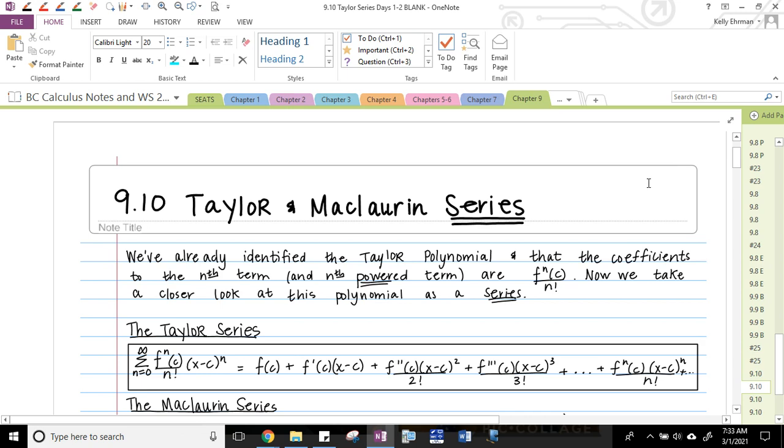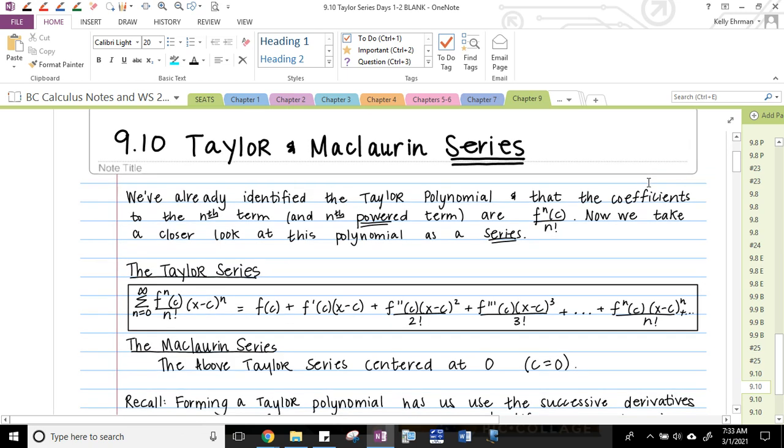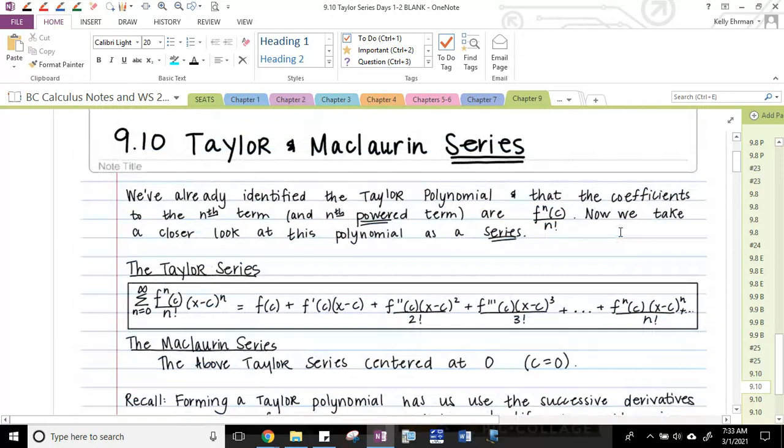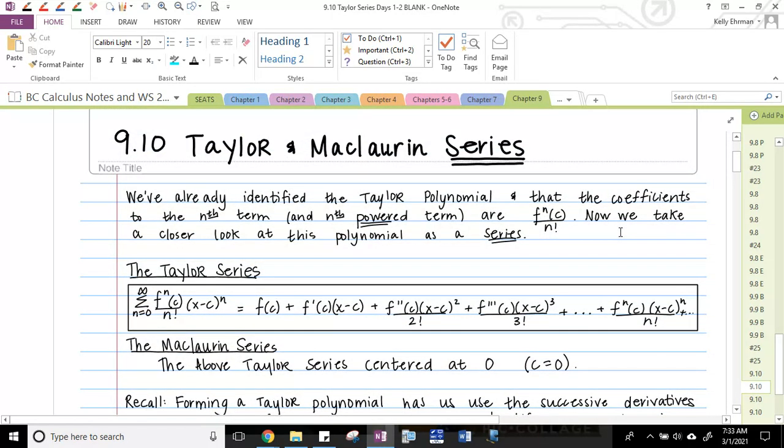All right, we are in our last section of chapter 9, and some of this is going to sound kind of familiar. So we've talked about Taylor polynomials and Maclaurin polynomials, and we've talked about their nth terms and the patterns for the coefficients of each term. Like each term has an nth derivative of f evaluated at the center divided by an n factorial, and then it's multiplied by whatever x minus c to the n is. So now we're just going to officially look at this Taylor polynomial as a series.